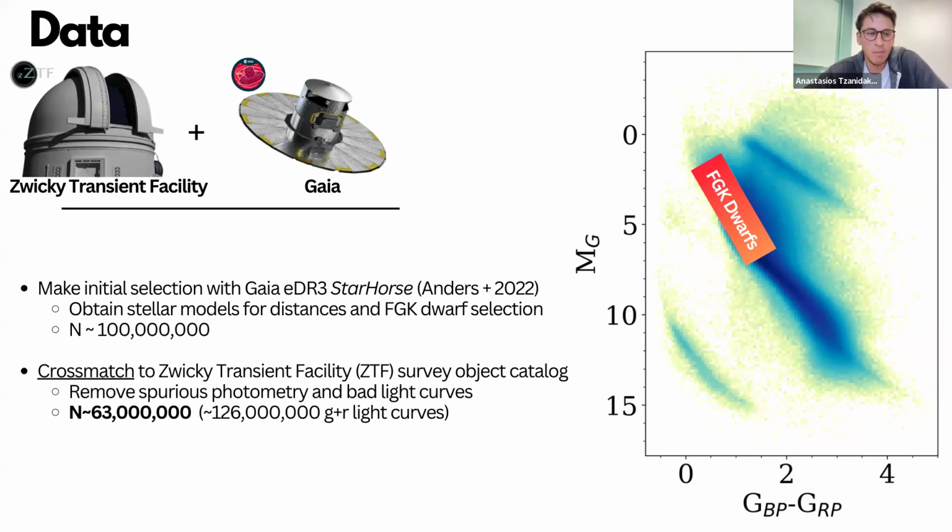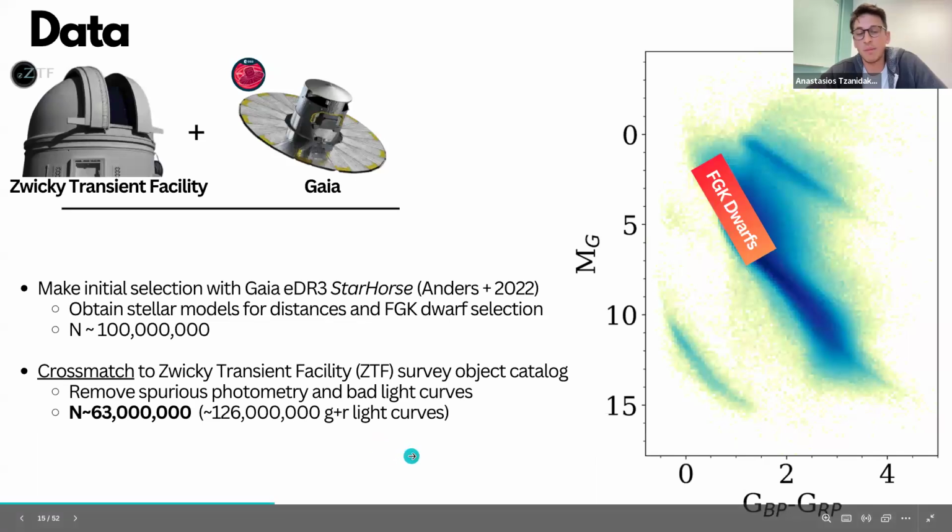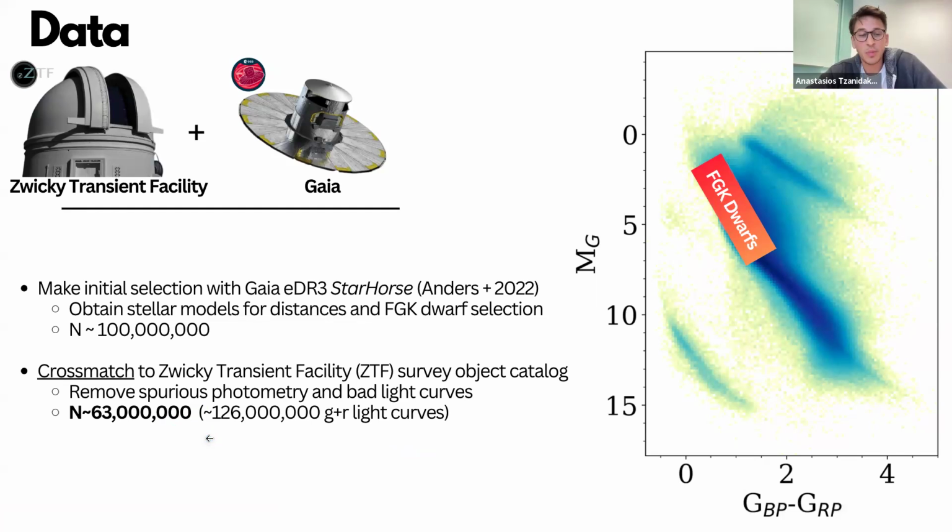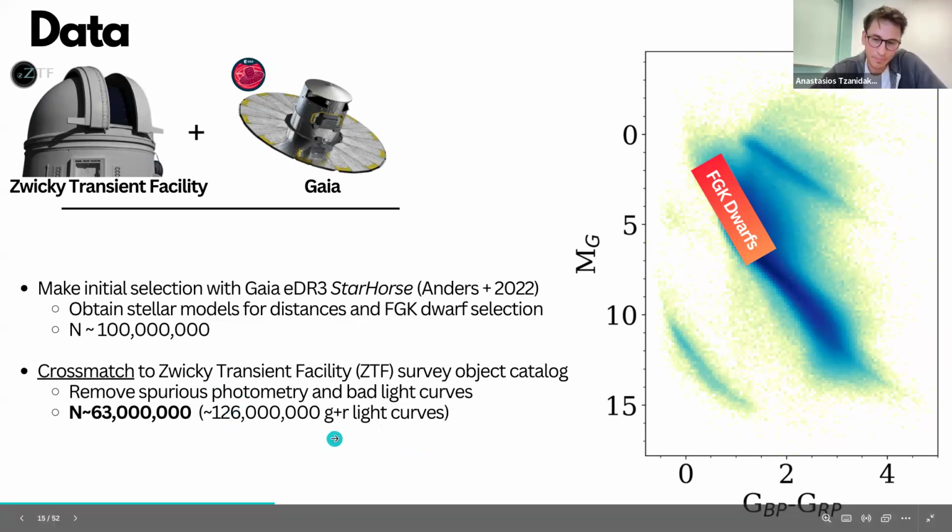And we're combining the power of the Zwicky Transient Facility to look at the light curves and using Gaia to inform us about the distances and other stellar parameters that we need to assess these stars. So the initial sample was something about 100 million stars. And once we do the cross match between ZTF and Gaia and we remove most of the spurious photometry, we result in something about 63 million stars, which is equivalent to about 126 million light curves. So this is roughly the data size that we're working with.